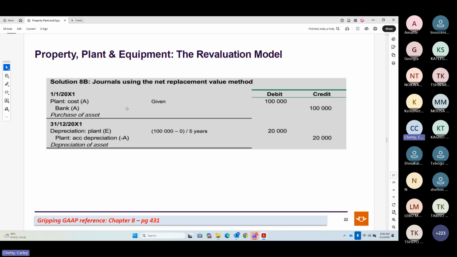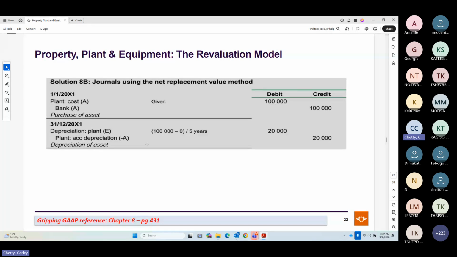The plant was purchased for 100,000 Rand, and the journal process was debit plant cost 100,000, credit bank 100,000. This is the purchase of the asset, okay? This amount was given in the scenario.